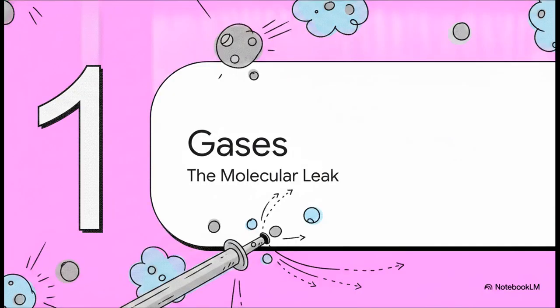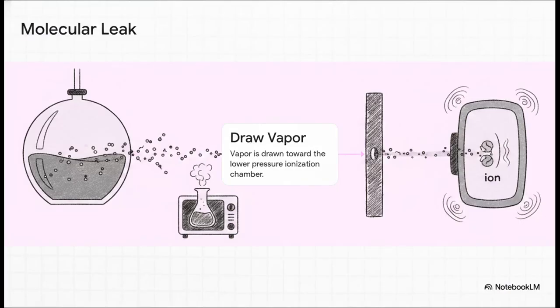So Section 1, Gases and the Molecular Leak. Let's kick things off with our easiest guests. These are the samples that are already in a gaseous state and just need the simplest entrance. Since gases are already vaporized, we don't have to heat them up or coax them into the gas phase. But we still can't just throw a valve wide open. First, the sample gets introduced into a larger reservoir that's partially evacuated. From there, the vapor is naturally drawn toward the even lower pressure of the ionization chamber.